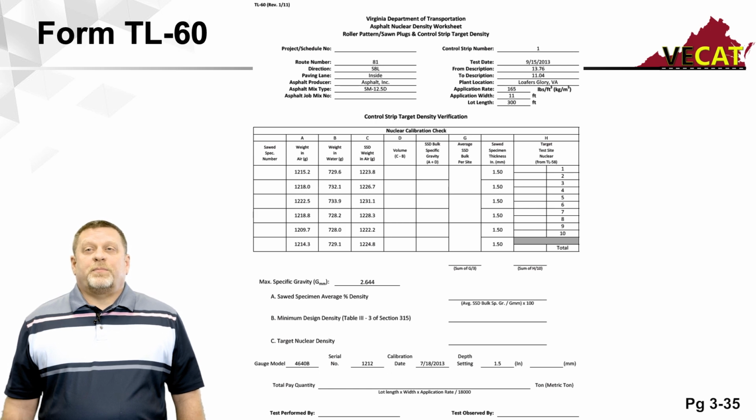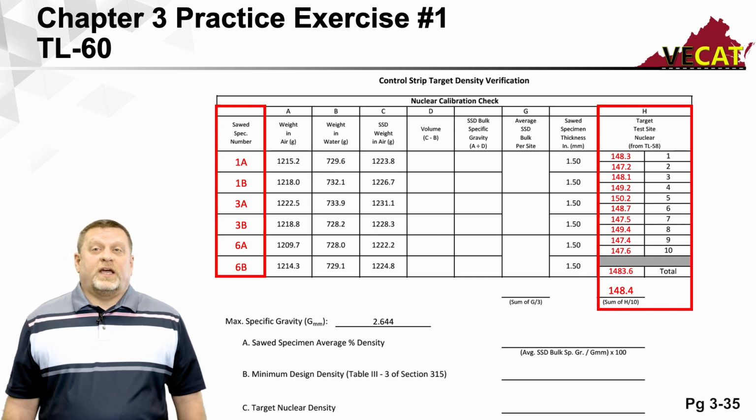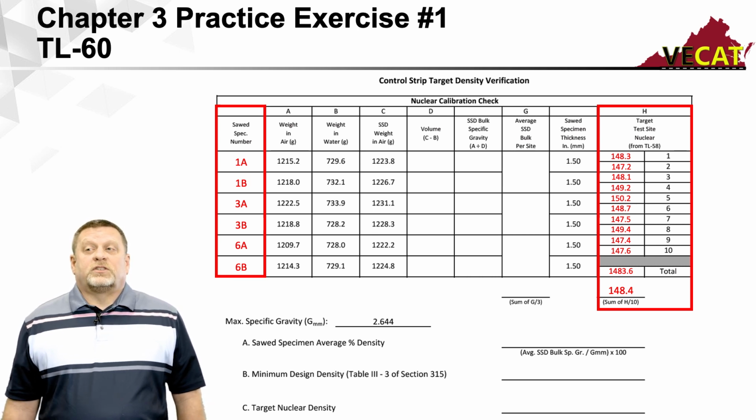Here is an example of a TL60 form. This one's blank, this one is just like what you'll receive on the exam. And the first thing you want to do is, first off, transfer your data from your TL58 to your TL60. As you can see on the right side here, this is all our nuclear density readings been moved over, and we determined that Site 1, Site 3, and Site 6 are going to be our cores or our plugs. So we've labeled our specimens 1AB, 3AB, and 6AB.